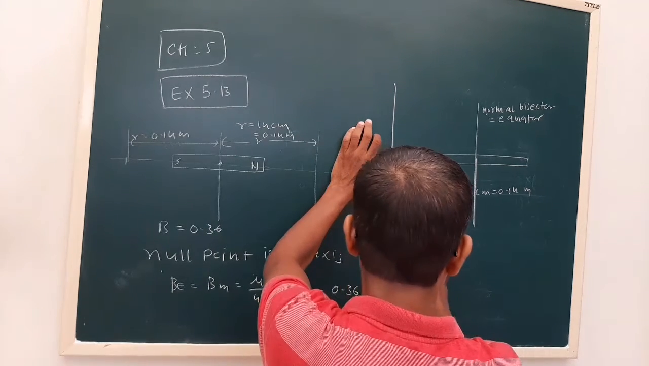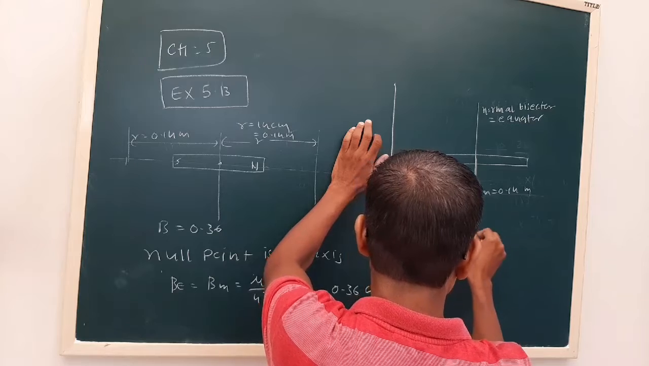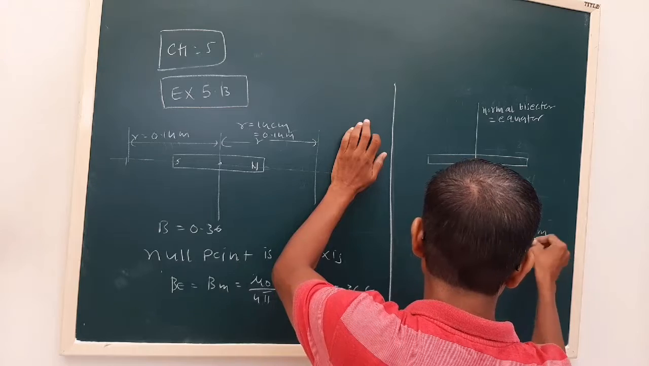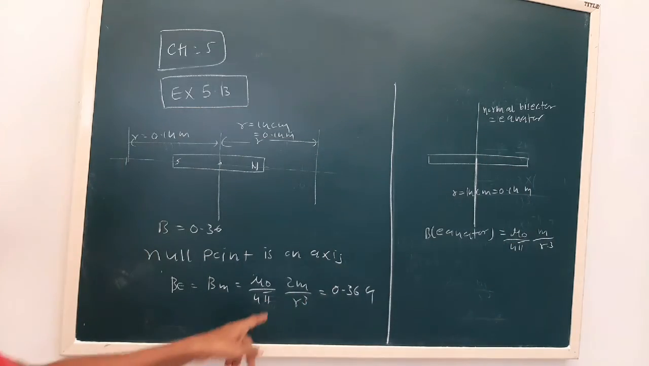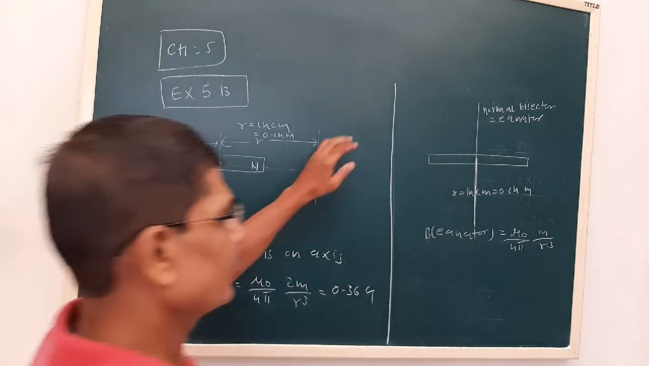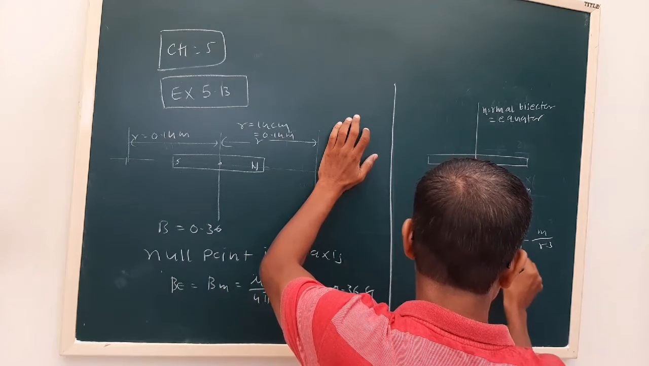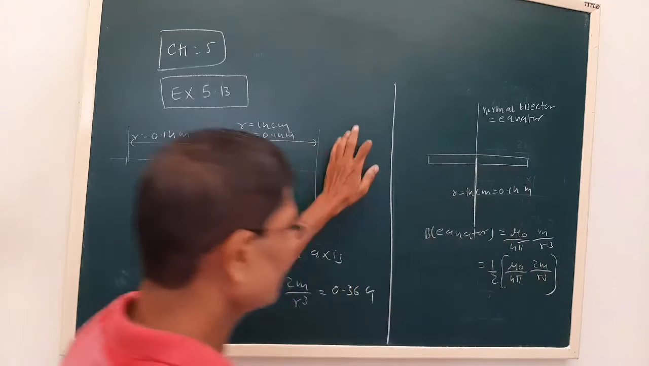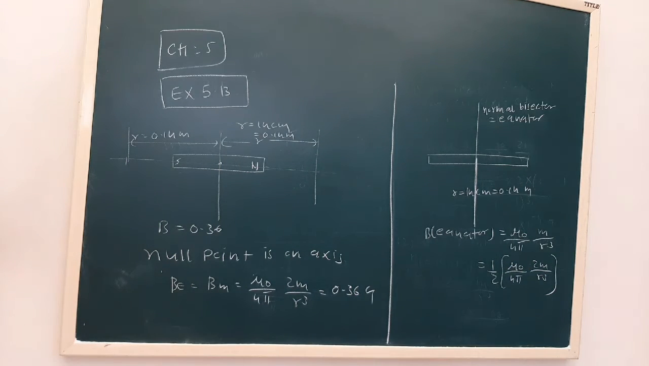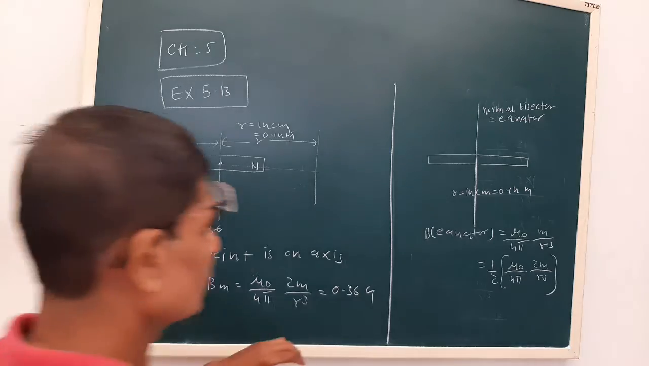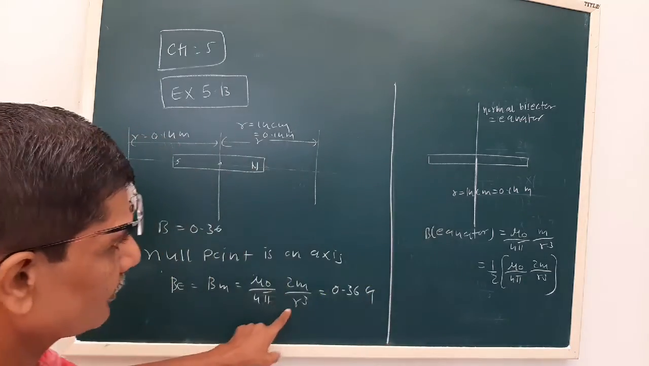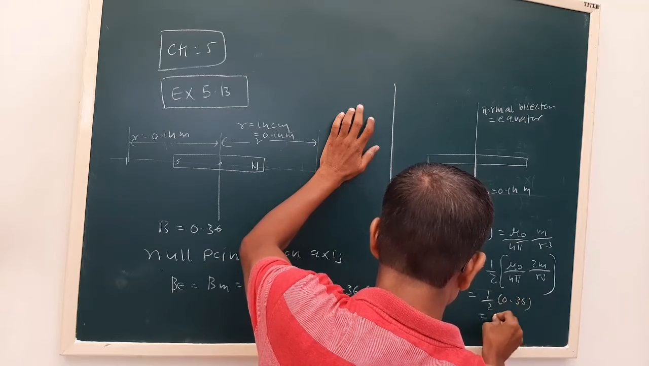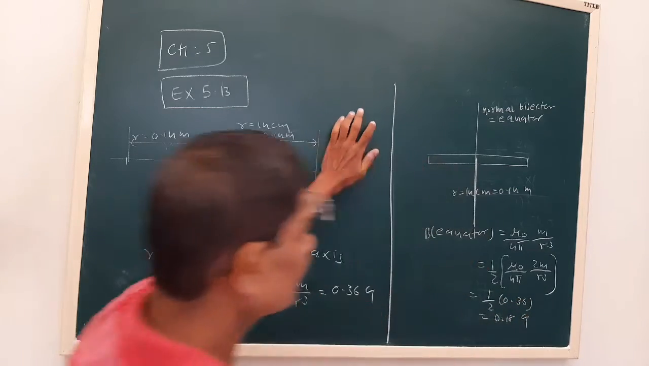Why? On the equator the formula is mu 0 upon 4 pi m upon r cube. Here it is 2m upon r cube. So this we can write as 1 upon 2 mu 0 upon 4 pi 2m upon r cube. Now here r is also same. So the value of mu 0 upon 4 pi 2m upon r cube is known to us.